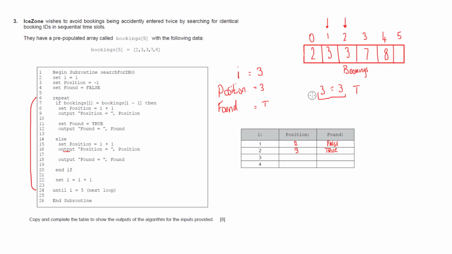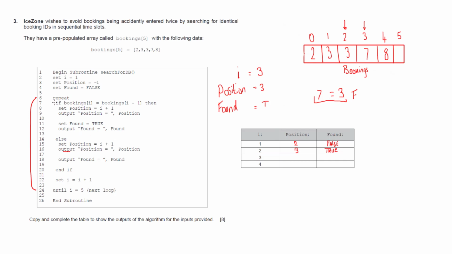if bookings at the position of I, so I is now 3. So what is at that element position? That's 7. Is 7 the same as I minus 1? So I is 3, minus 1 from it is 2. So we're going to look behind us again. And is 7 the same as 3? Now when we compare this, as far as I'm concerned, 7 is not the same as 3.